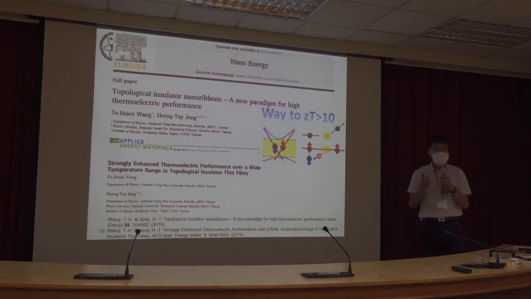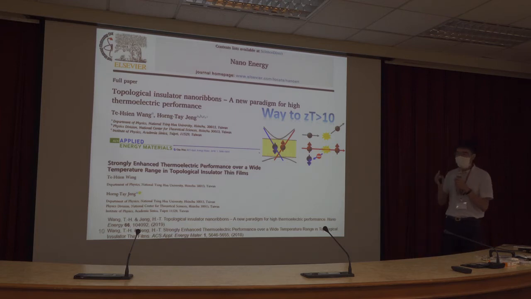And in our research, we propose that topological-insulator nanostructures exhibit unconventional thermoelectric behavior and can reach high ZT. We have written two articles about this. One is about a three-dimensional nano-thin film made of a three-dimensional topological insulator, published in ACS Applied Energy Materials. And the other one is about a nanoribbon made of a two-dimensional topological insulator, published in Nano Energy.